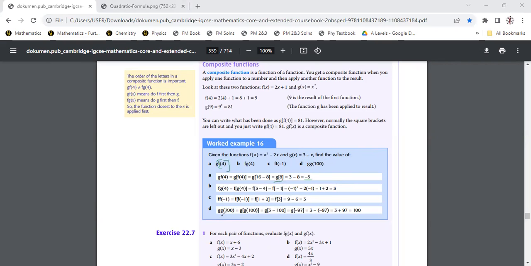Where, let's say, if you want to go to part D here, treat this as your bracket first. We want to solve the inner part first. After solving the inner part, we get negative 97. And once we get 3 minus negative 97, you get 100. So things usually get more complicated. Sometimes they want you to ask in terms of x instead.